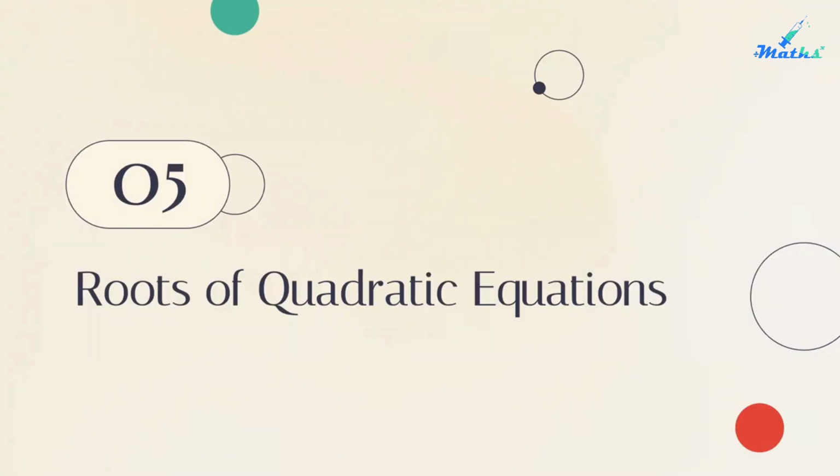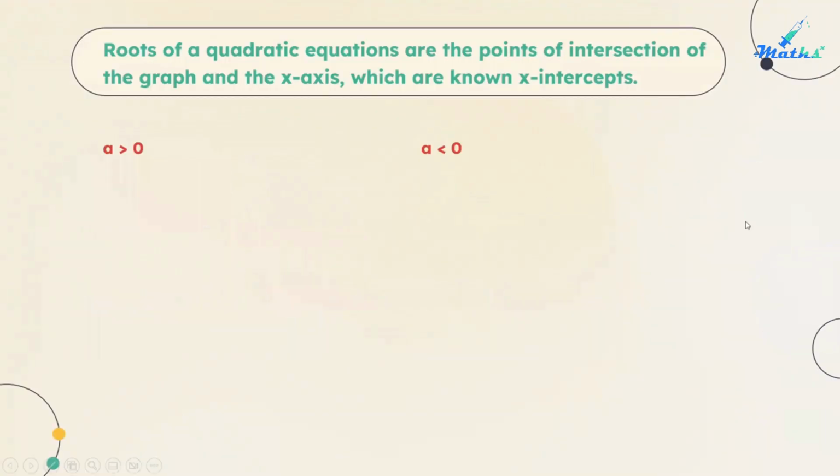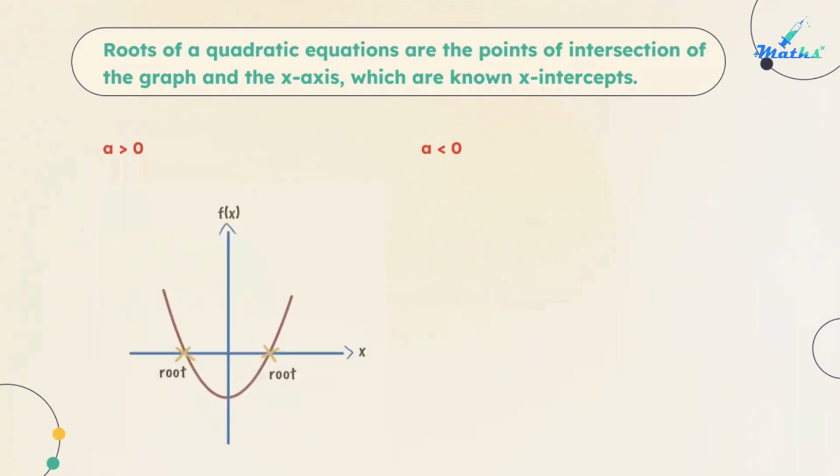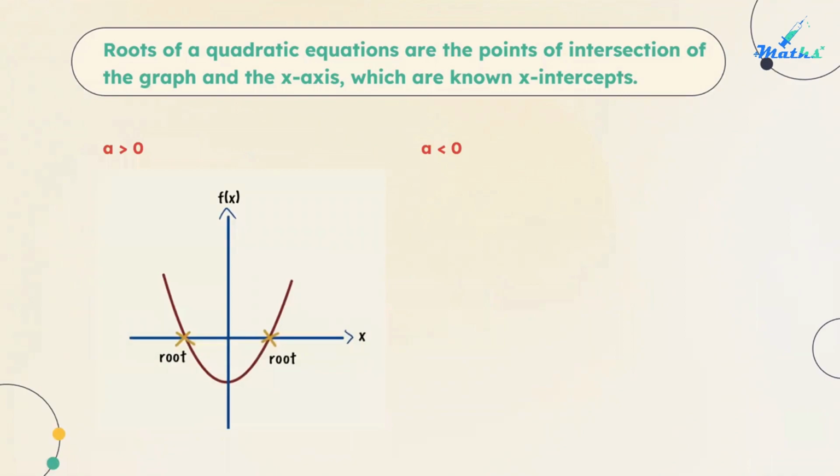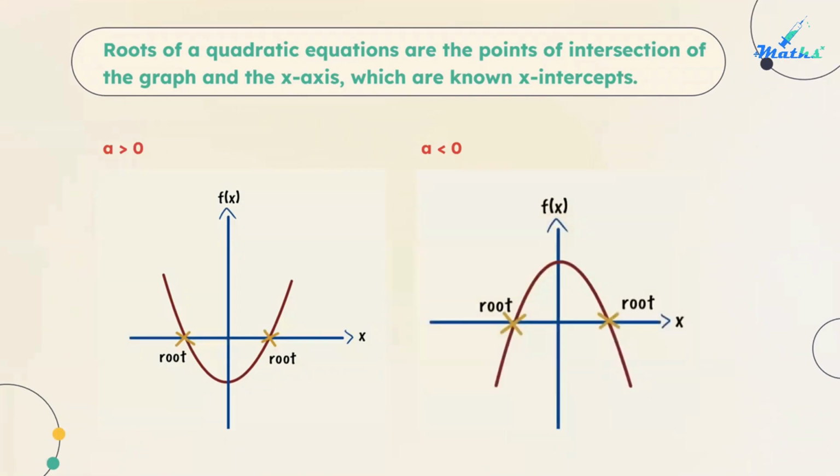Next is the roots of quadratic equation. Roots of quadratic equations are the points of intersection of the graph and the x-axis, which are known as x-intercepts. For a greater than 0, how will the graph look? For sure, the graph will look like a minimum graph and have 2 roots. How about a less than 0? For sure, it will look like a maximum graph and have 2 roots. Extra question: is it possible to have no roots? Yes, it is possible to have no roots, 1 root or 2 roots.